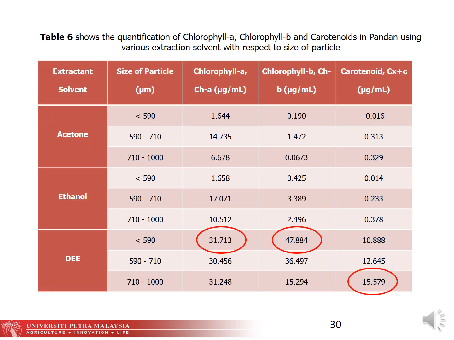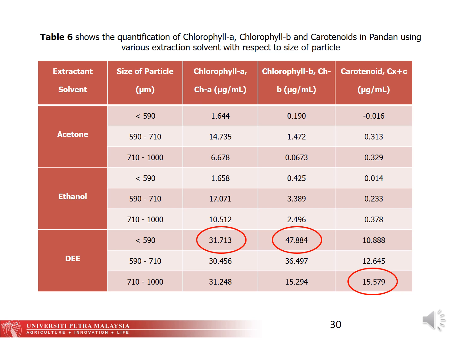Based on Table 6, for the pandan species, chlorophyll A was obtained the highest when DEE solvent was used to extract pandan leaf particle size of less than 590 micrometer, giving a concentration of 31.713 microgram per milliliter. Concentration of chlorophyll B was detected the highest when DEE was used to extract pandan leaf particle size of less than 590 micrometer with a value of 47.884 microgram per milliliter. Carotenoid concentration was highest when DEE was used to extract pandan leaf particle size between 710 to 1000 micrometer, giving a concentration of 15.579 microgram per milliliter.